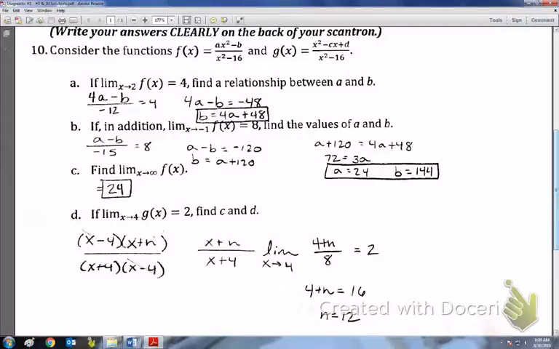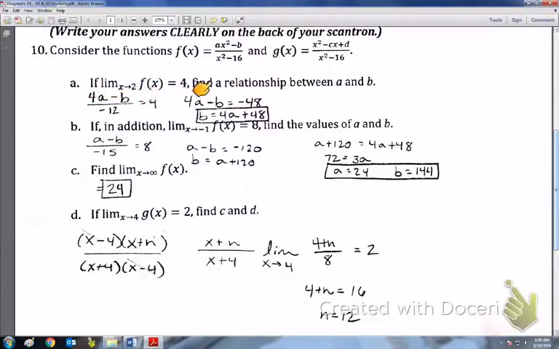For number 10, there's a lot of missing pieces, I guess you could say, in these equations. So we don't know what A is, we don't know what B is, we don't know what C is, and we also do not know what D is. So with that, we're going to use the concepts of what we know about these problems in order to help us answer those things.